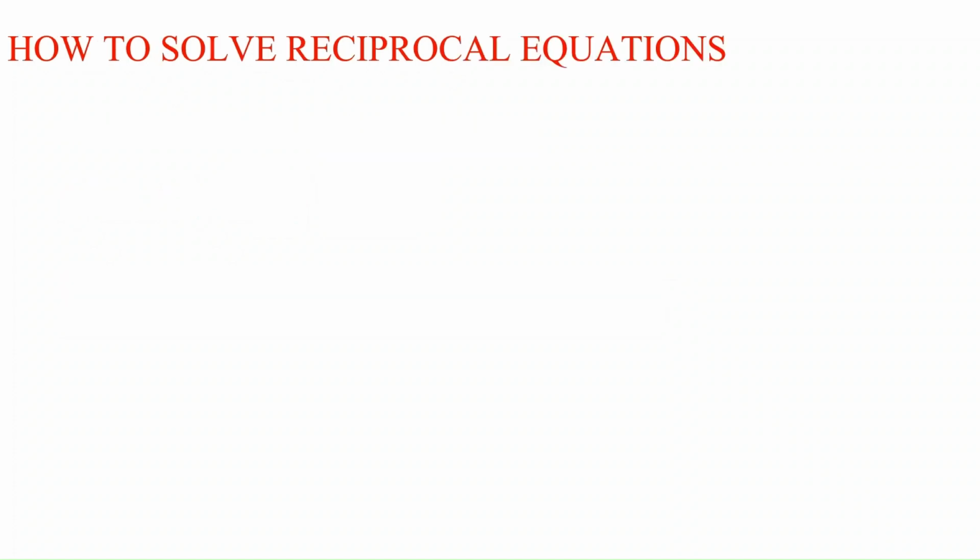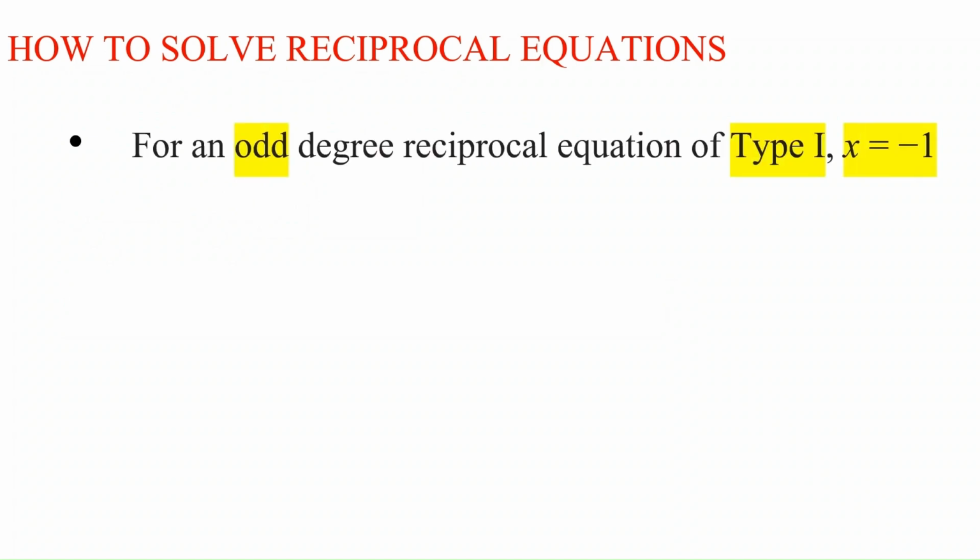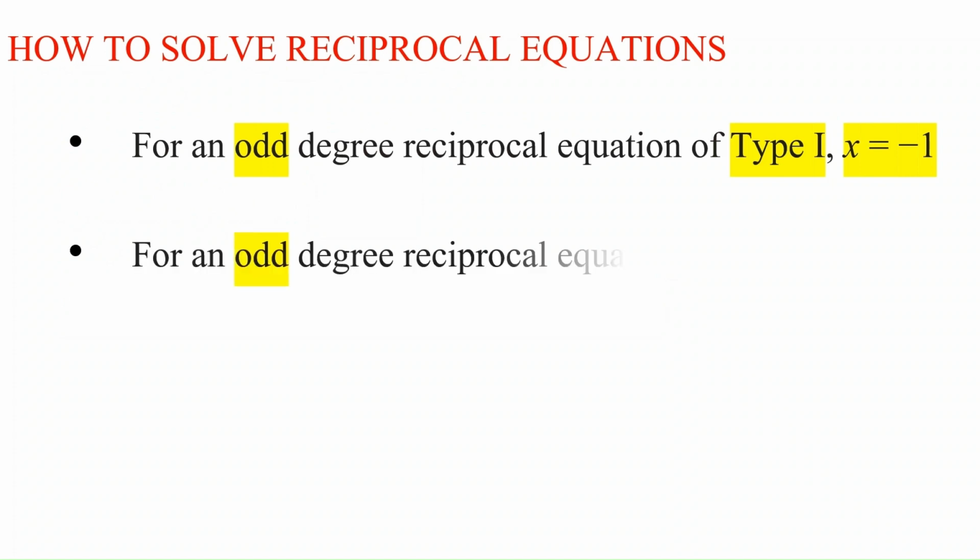How to solve these reciprocal equations? Any equation can have either an even or odd degree. So we'll see both the degrees here. For an odd degree reciprocal equation of type 1, if we put x equal to minus 1, it will become 0, which means that x plus 1 is a factor of that particular equation. And in case it is of odd degree and type 2, then x is equal to 1. On substituting this value, we'll get f of 1 equal to 0, or x minus 1 is a factor.